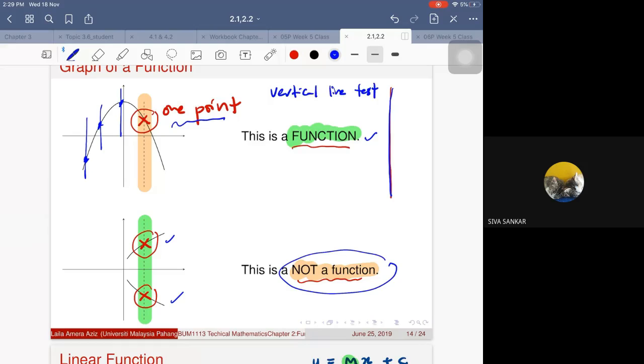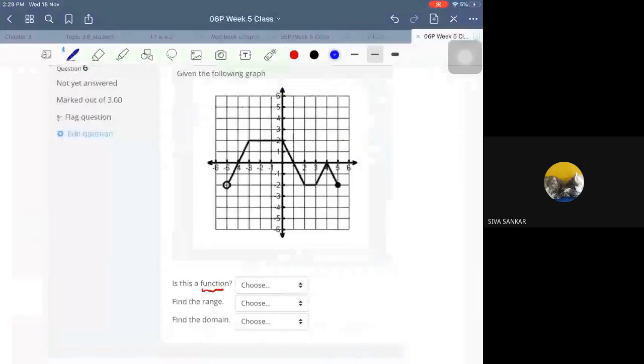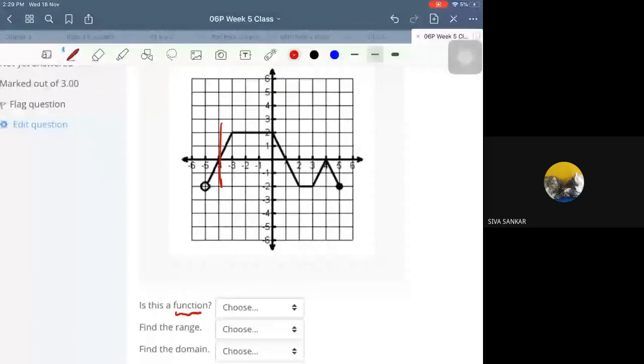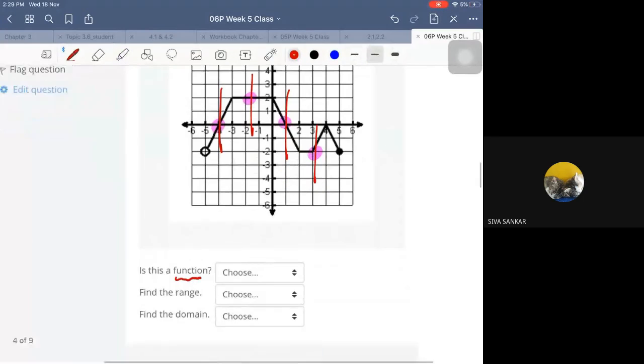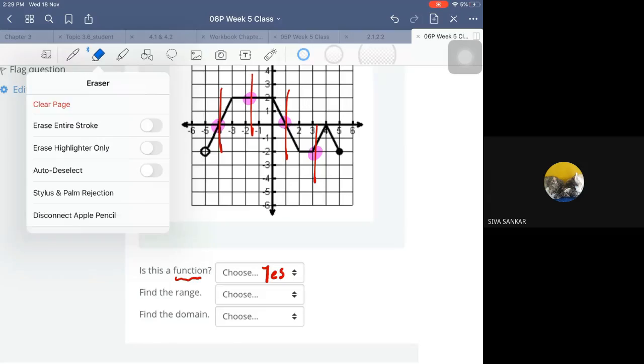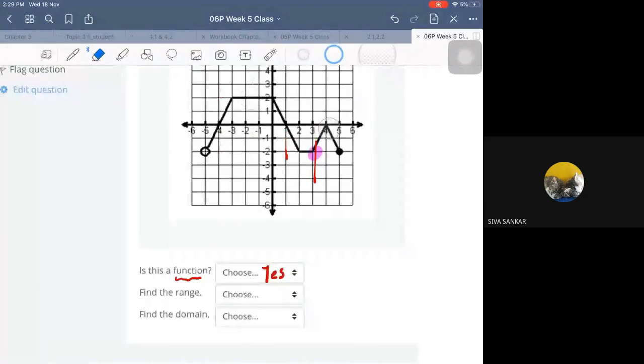And for what we have over here, if I were to draw a vertical line over here, you notice that it's going to touch exactly only one point. So therefore, is this a function? The answer is yes, it is a function. That is the answer for the first question. Okay, and then the second question will be on range. If I were talking about range, should I refer to the x-axis or the y-axis for range?